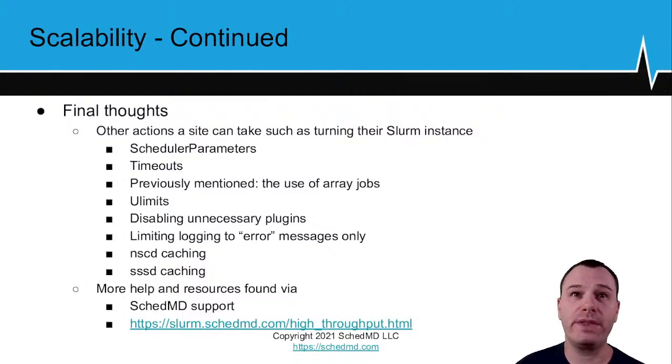Of course, there are other measures you can take to improve your system's responsiveness today, such as tuning the scheduler parameters, adjusting timers, the previously mentioned use of job arrays, adjusting your ulimits, disabling unnecessary plugins, limiting logging to error messages only, and turning on caching in NSCD and SSSD. Of course, you are welcome to reach out to support with your questions. There's also a good set of information found on our high throughput page.